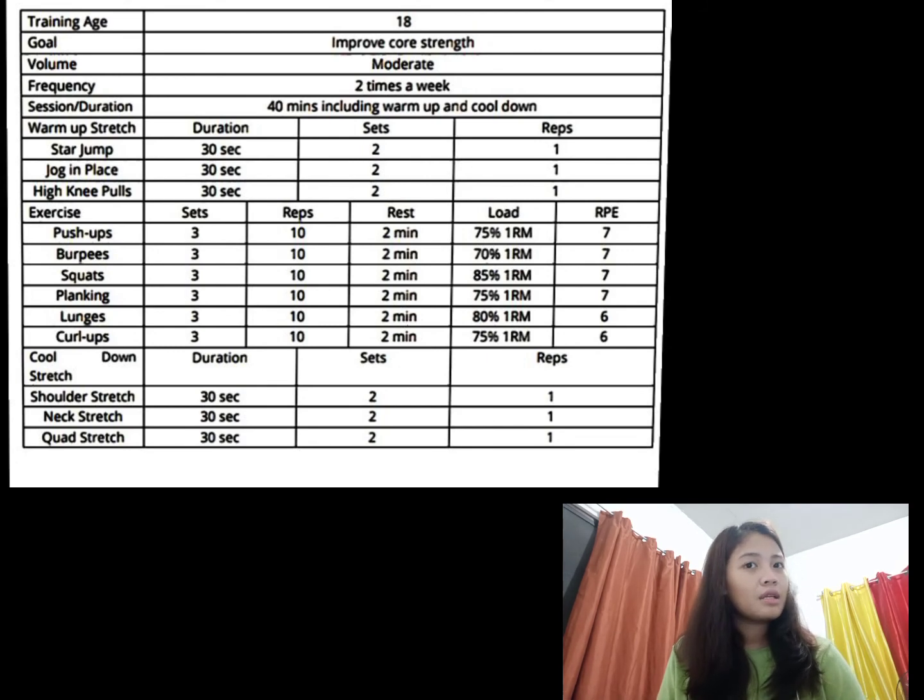Finally, we have the shoulder stretch, neck stretch, and the quad stretch. So I chose also the basic ones so that my body will relax afterwards, not just a heavy one. The cool down is just a relaxed thing. We did it every day. I mean not every day, when we had training in previous years. So my duration, 30 seconds each, sets, 2 sets for each exercise, and repetition, 1 repetition for each stretch.